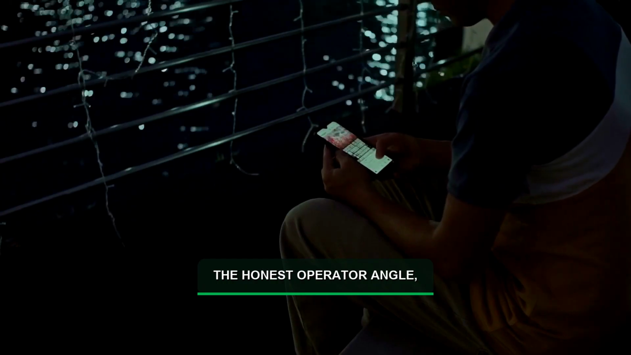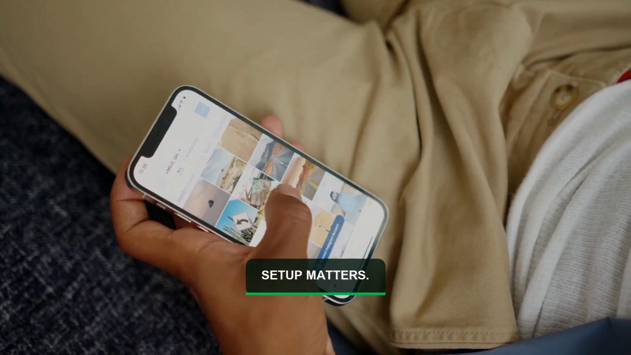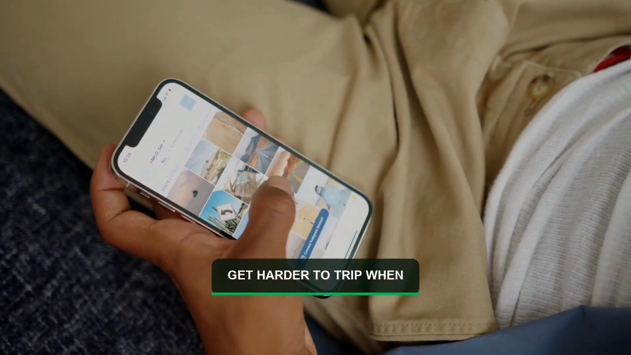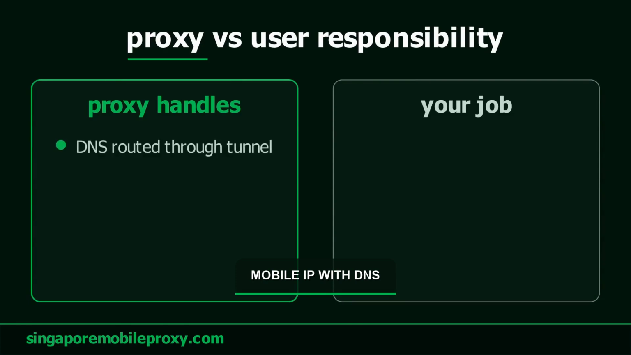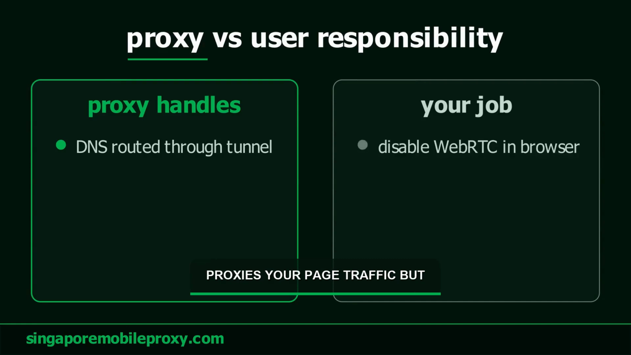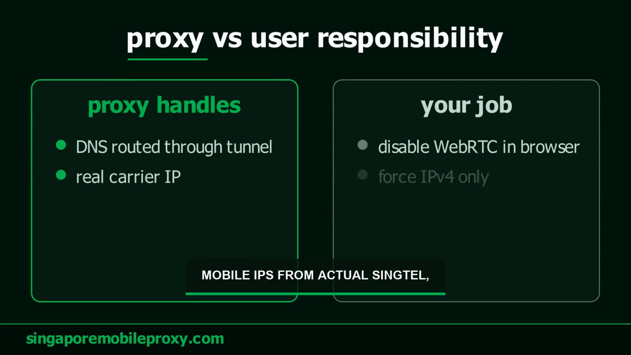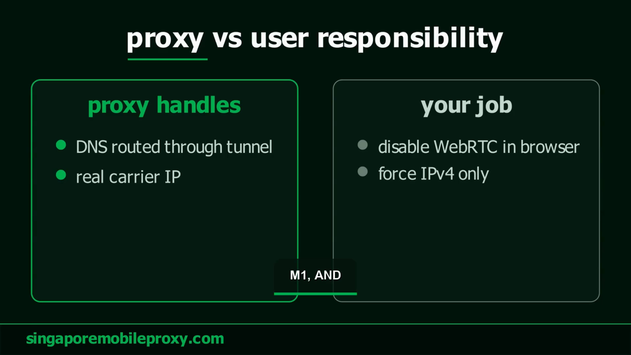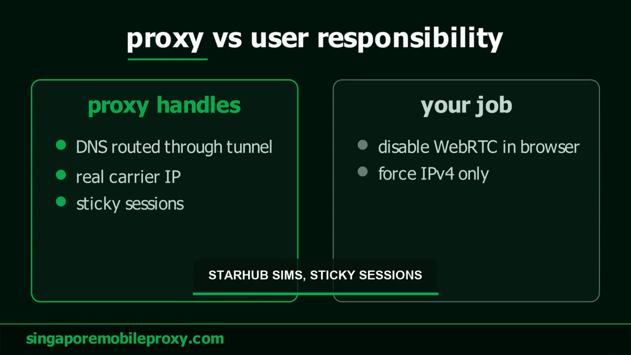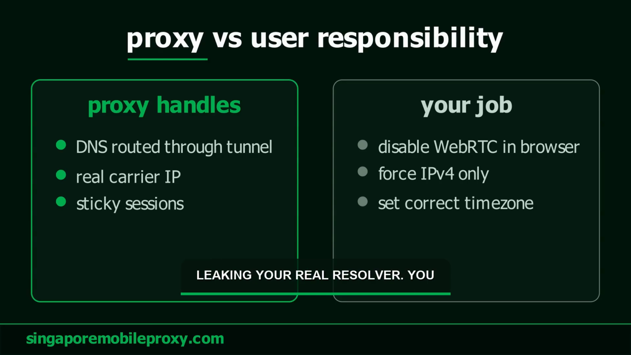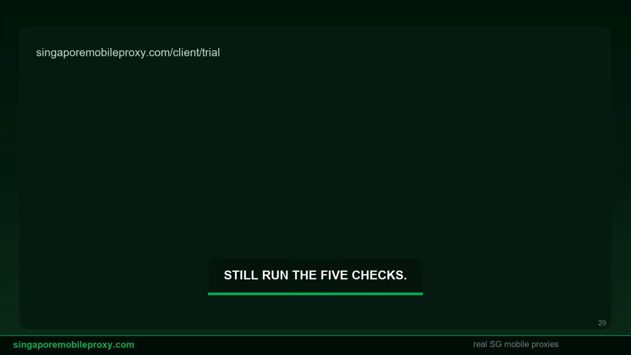Now the honest operator angle, because this is where the setup matters. A lot of these leaks get harder to trip when you start from a real mobile IP with DNS that actually routes through the tunnel, instead of a setup that proxies your page traffic but leaves your resolver exposed. That is the part 1 built around. Real Singapore mobile IPs from actual Singtel, M1, and StarHub SIMs, sticky sessions so your IP holds steady, and DNS that routes through the tunnel so you stop leaking your real resolver. You still run the 5 checks, you just pass more of them by default.